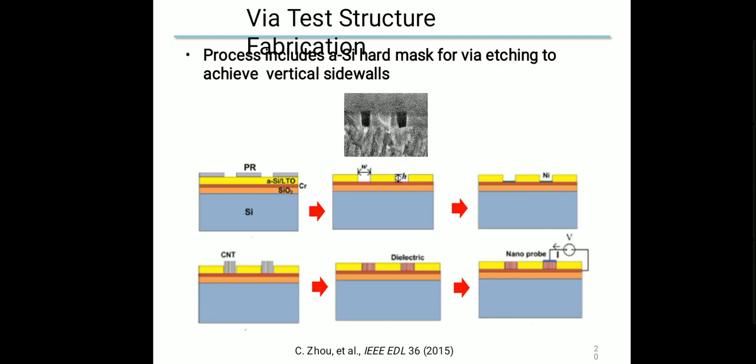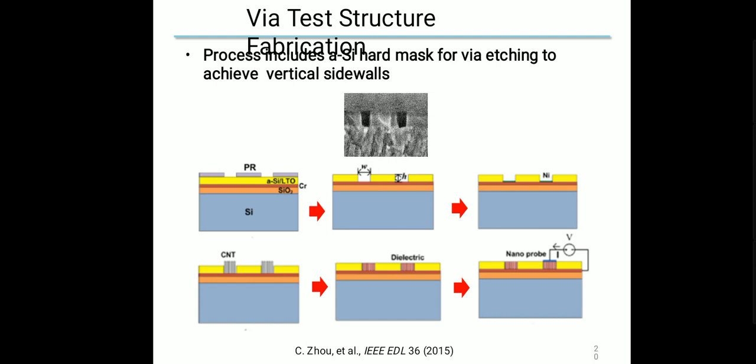Wire test structures fabrication. The fabrication process includes a silicon hard mask for via etching to achieve vertical sidewalls. First, the silicon, silicon dioxide and chromium are merged.